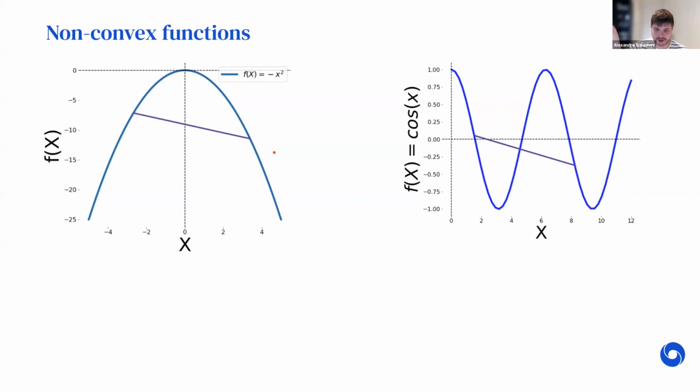So these are bad functions to work with in machine learning because we don't have this property that the gradient gives you the minimum.